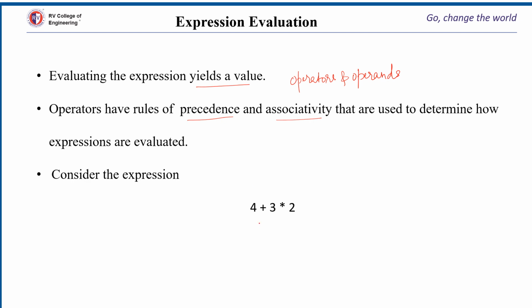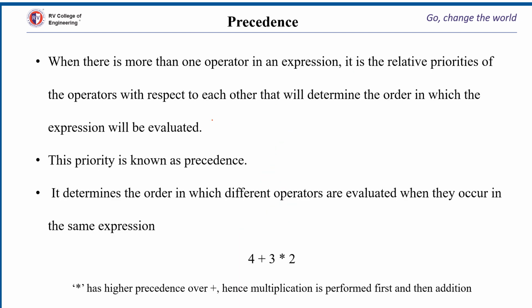For example, I have 4 plus 3 into 2. Now, how do I evaluate it? Should I add 4 plus 3, get the value, and multiply that by 2, or should I perform the multiplication of 3 and 2, and add 4 to that result? This ambiguity is resolved by the 2 rules, that is associativity and precedence. We shall have a look at these rules.